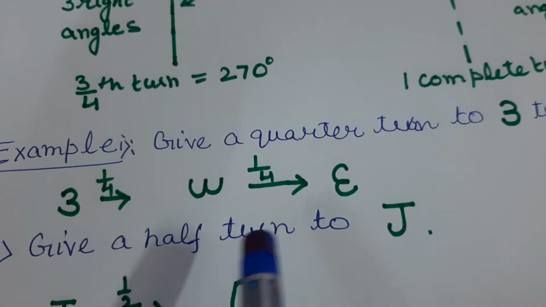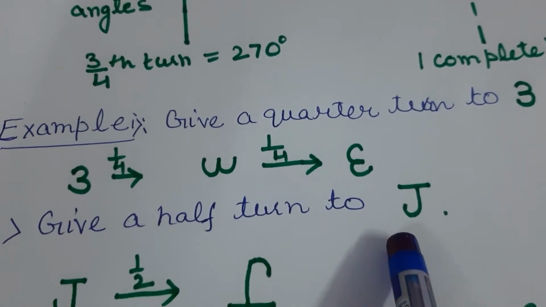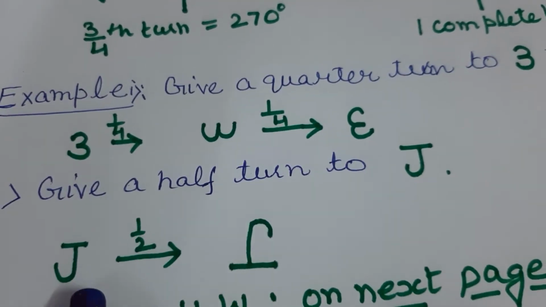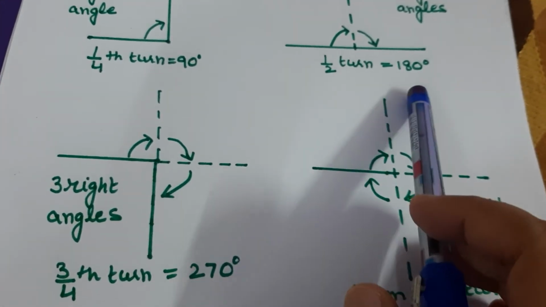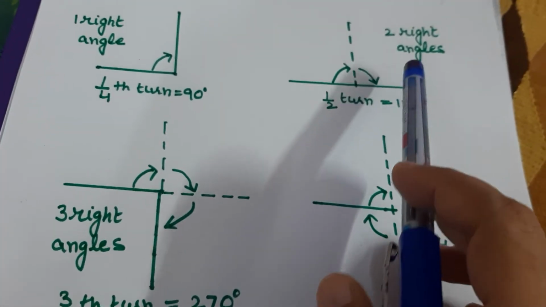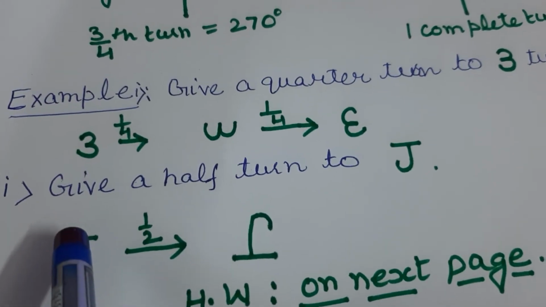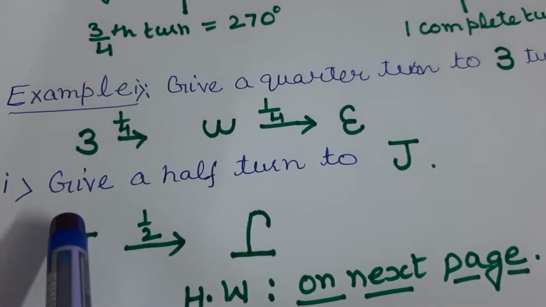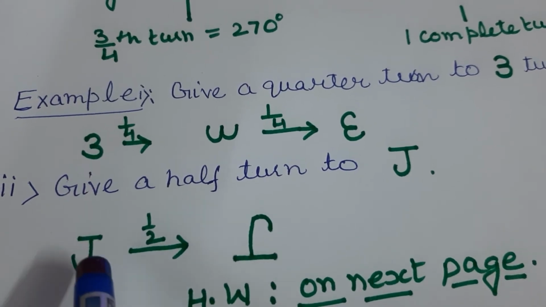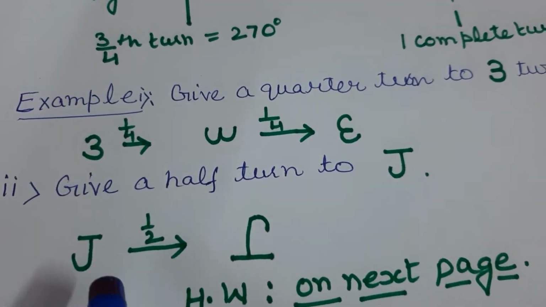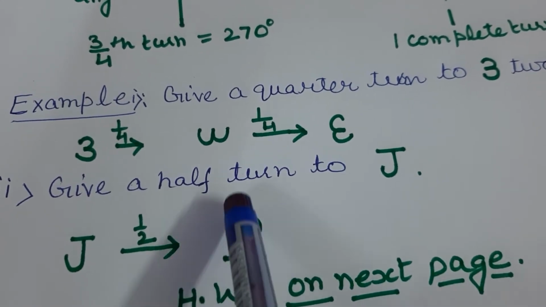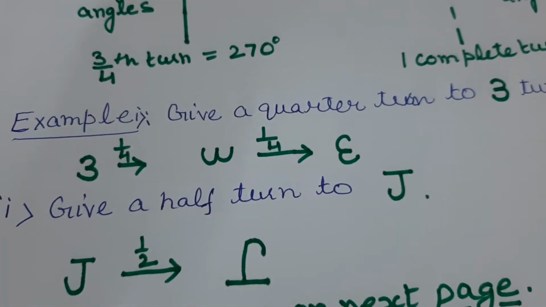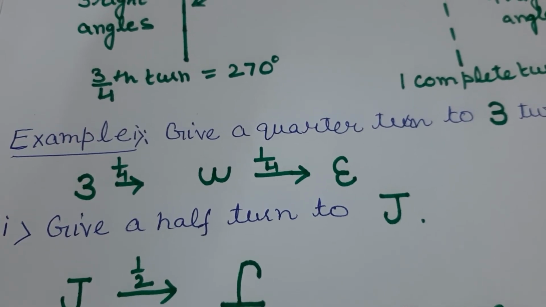One more example I am taking. Give a half turn to this letter. Okay, so it means half turn means how many right angles? 2 right angles. It means complete 180 degree. So complete 180 degree means its bottom will become top and top will become bottom. Okay, so it will be like this. I hope it is all clear to you.